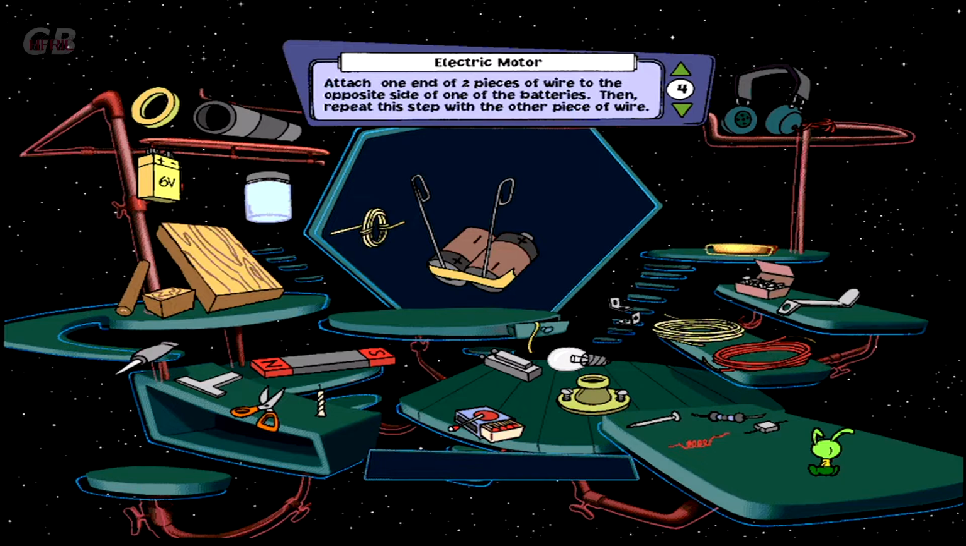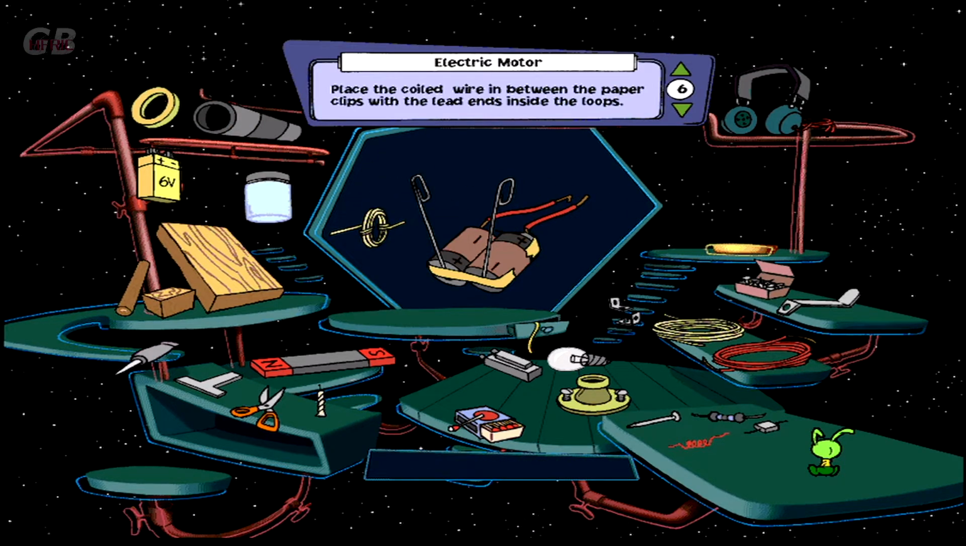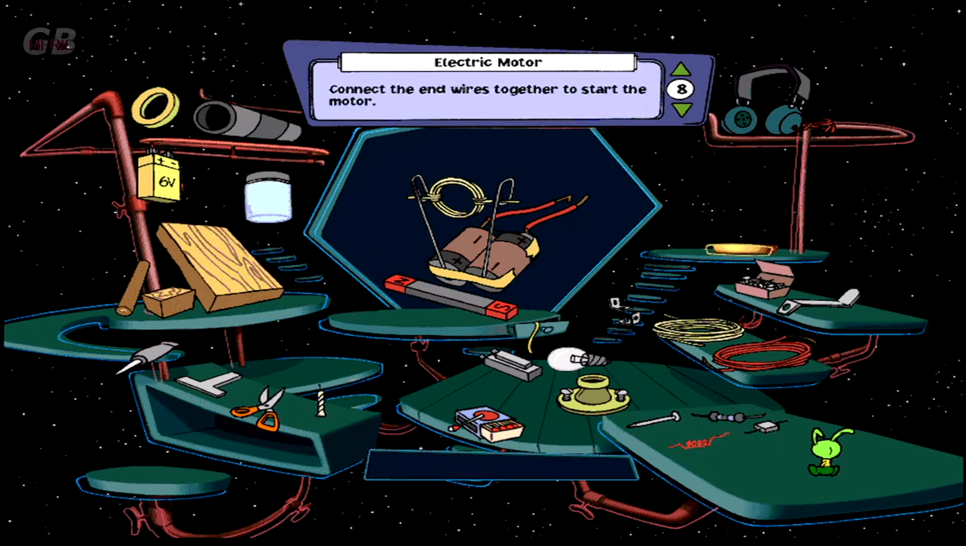Attach one end of a piece of bell wire to the opposite side of one of the batteries. Then repeat this step with the other piece of wire. Tape these 2 pieces of wire into place. Place the coiled wire in between the paper clips with the lead ends inside the loops. Place the bar magnet by the batteries below the coiled wire. Connect the end wires together to start the motor.